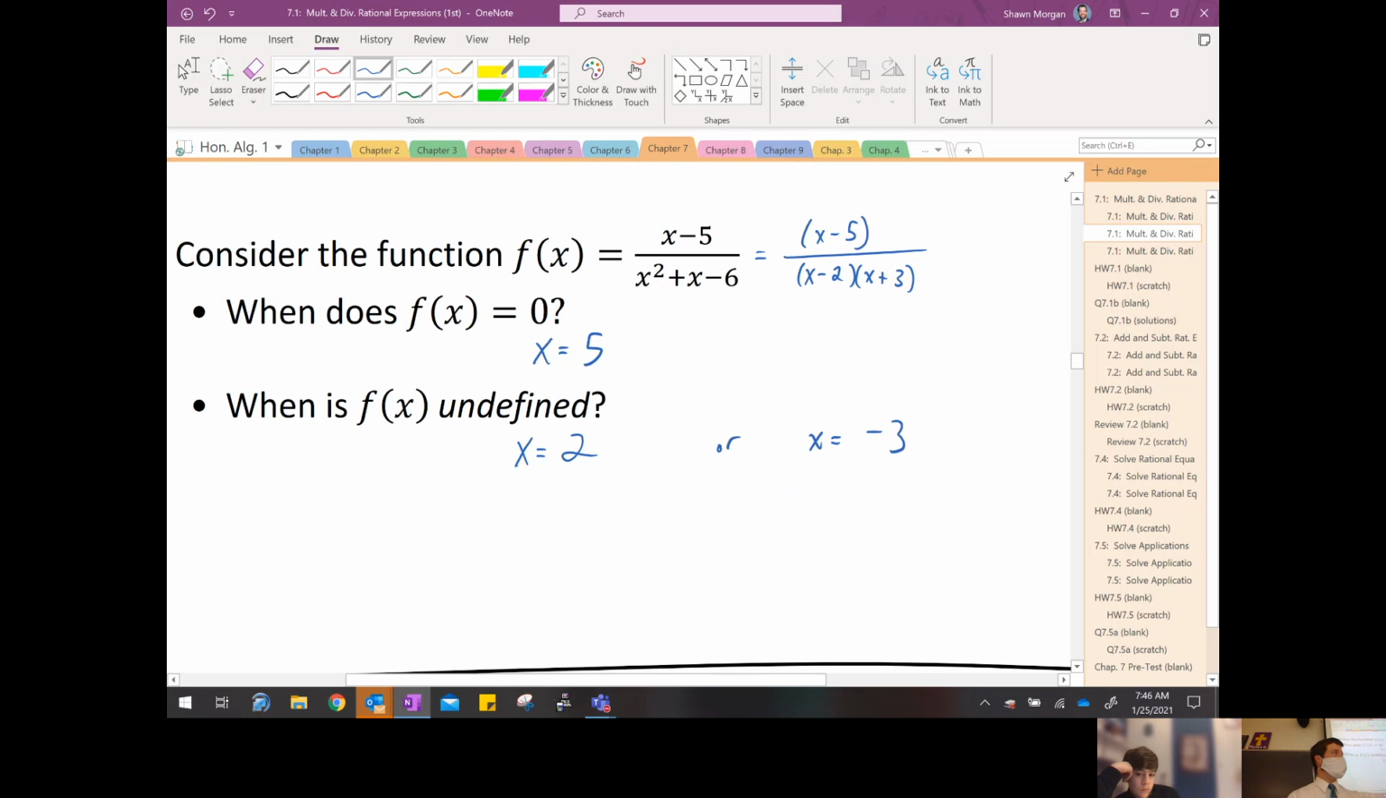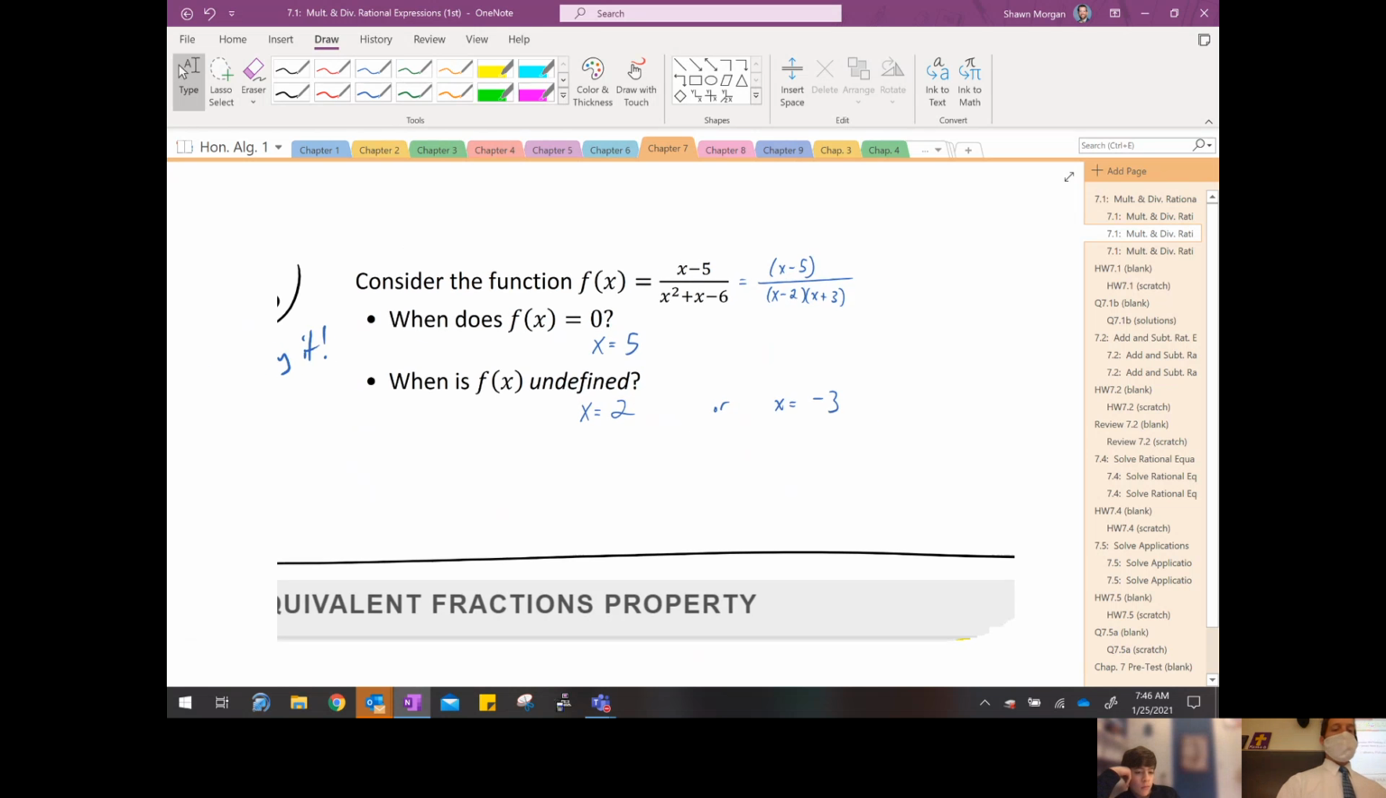Correctamundo. Very good. You guys get that? Y'all understand? All right. What makes a fraction equal 0 is when the top equals 0. What makes a fraction undefined is when the bottom equals 0. Basic fraction knowledge that we got to have. Okay? Any questions before we move on?